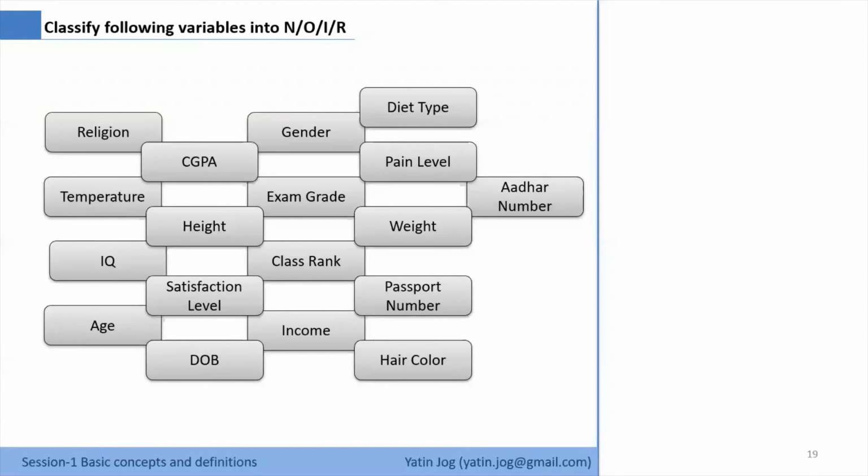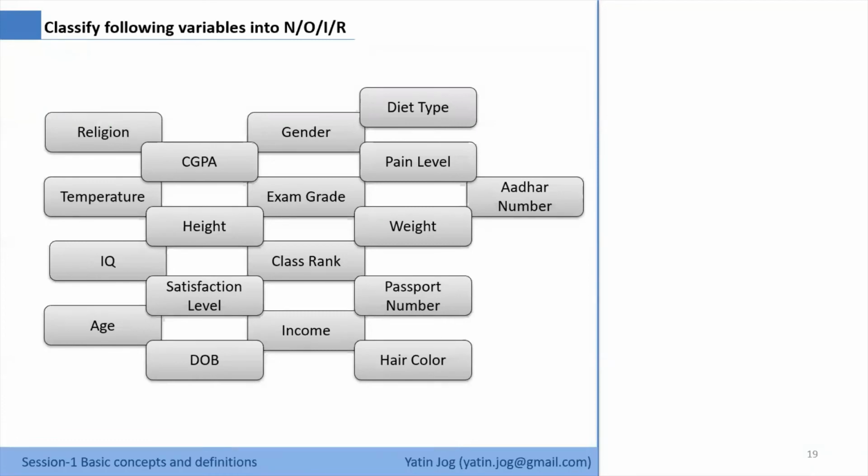Okay. Next is satisfaction level. Ordinal. Yes, so we have discussed this, any kind of level, happiness level, satisfaction level, understanding level, pain level, all these are ordinal, correct. Height, we have discussed, it is a ratio, so I'll skip that. CGPA. Interval, sir.